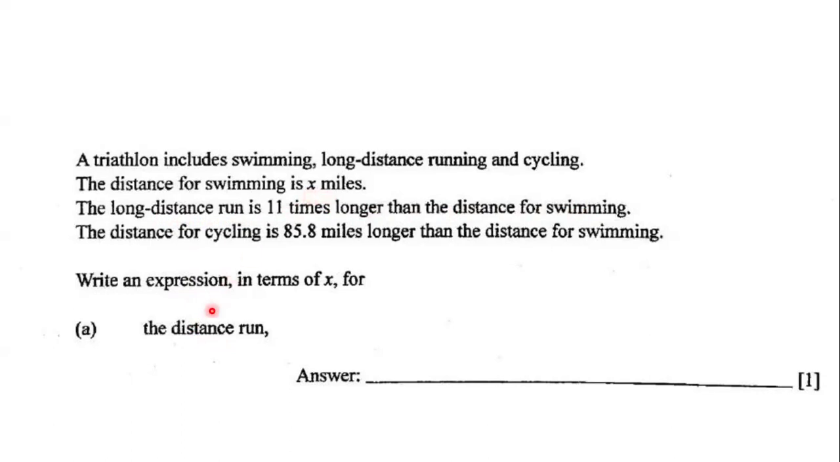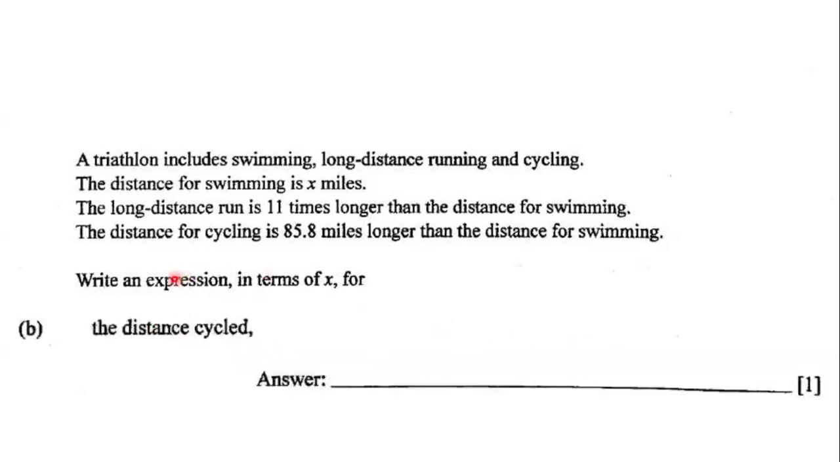And so if we want to find an expression for the distance run, or the long distance run, it's going to be 11 times the distance for swimming, which is X miles, so 11 times X. And 11 times X is simply 11X. And so an expression in terms of X for the distance run is 11X.